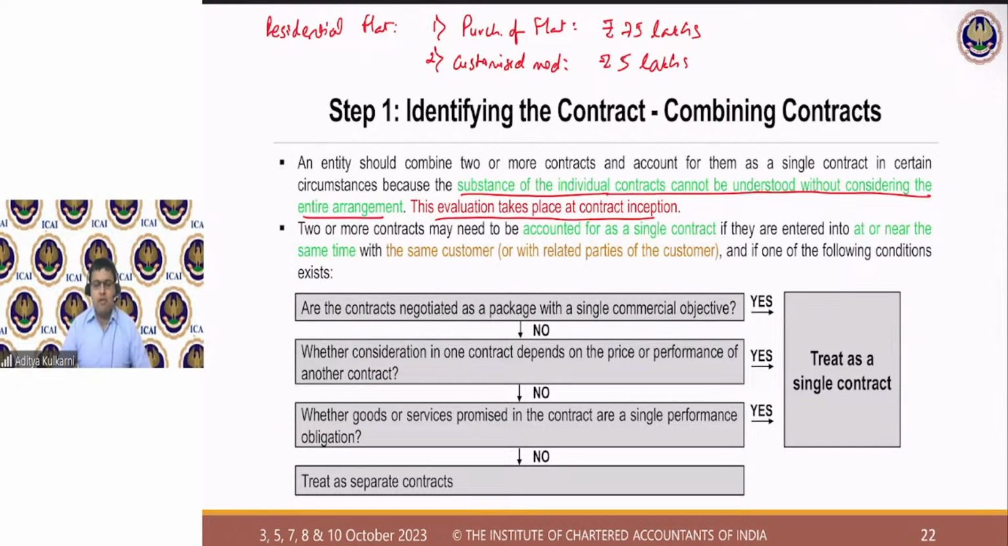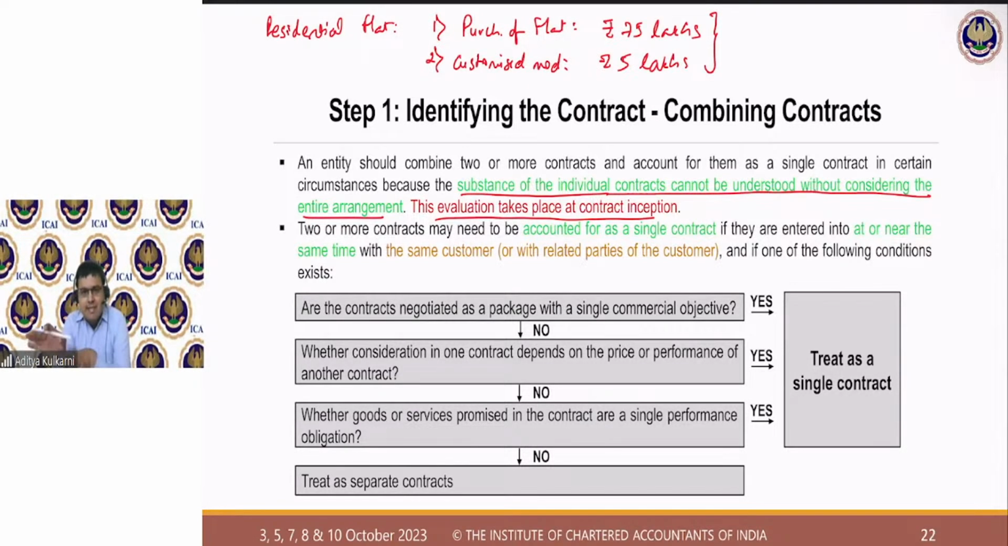Now, apparently it feels they are two different contracts, but it makes more sense for us to understand from the developer's perspective that ultimately what is the developer doing? He is giving a constructed flat with the modifications requested by the customer. So in this case, it makes more sense for us to combine it into a single performance obligation, a single contract, so that you can assess it better. Otherwise, customized modifications as such will not have an independent standing.